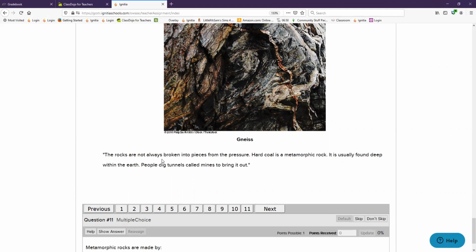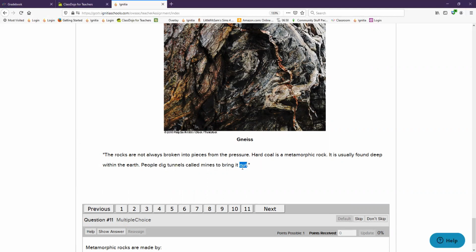The rocks are not always broken into pieces from the pressure. Hard coal is a metamorphic rock. It is usually found deep within the earth. People dig tunnels called mines to bring it out. Ooh, we talked about mines before, remember?